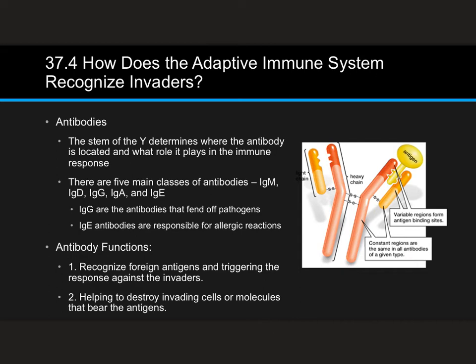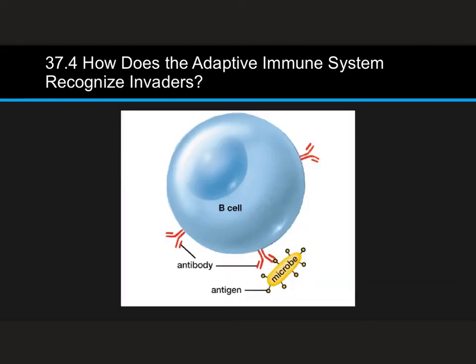All right. So the function of them, we've mentioned this before, but just again, recognize foreign antigens and triggering the response against invaders, helping to destroy the invading cells or molecules that bear the antigens. This is just a picture out of your textbook, so here's kind of just what a B cell might look like. Here the antibodies are on the outside of a B cell. Again, they're very, very specific for a particular microbe or pathogen.